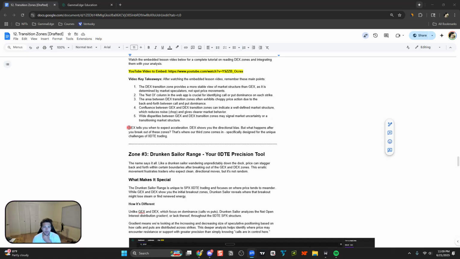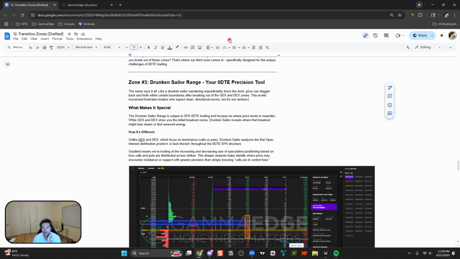So lastly, while GEX tells you where to expect acceleration, DEX tells you the directional bias. What happens when you break out of these zones? That's where our third zone comes in, which is specifically designed for the unique challenges of trading 0 DTE. And that third zone is called the Drunken Sailor Zone.